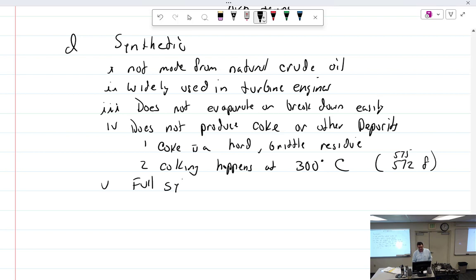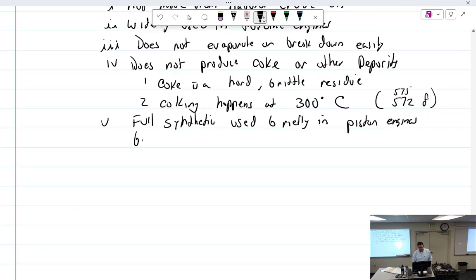Full synthetic was used briefly in piston engines, but did not perform well and caused excessive cylinder wear.